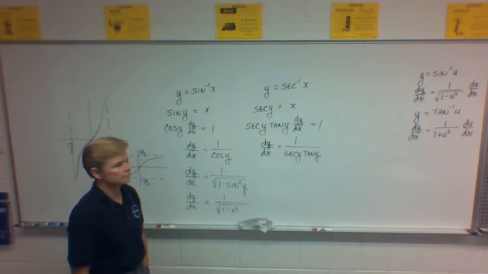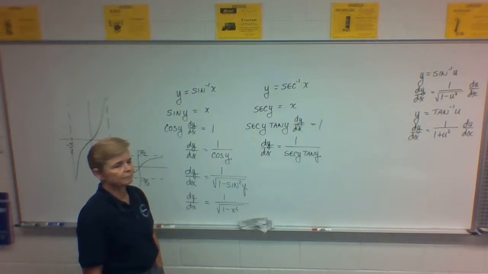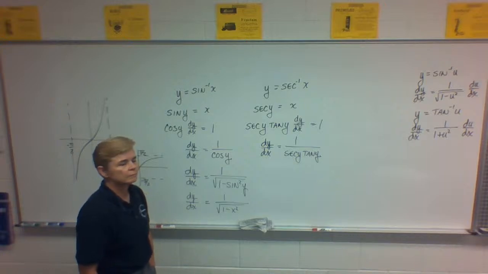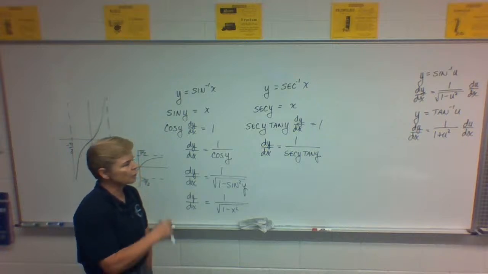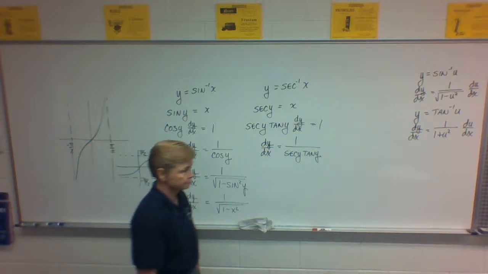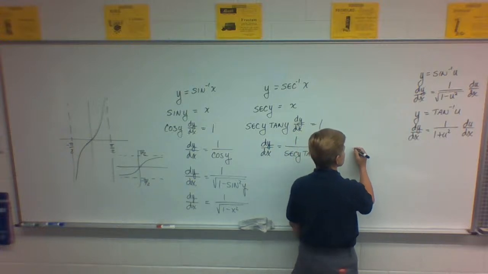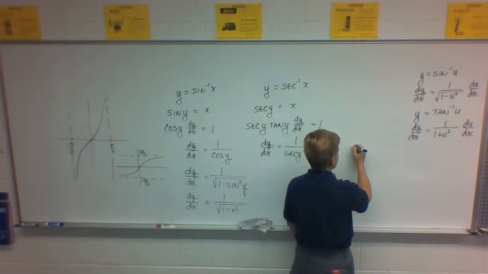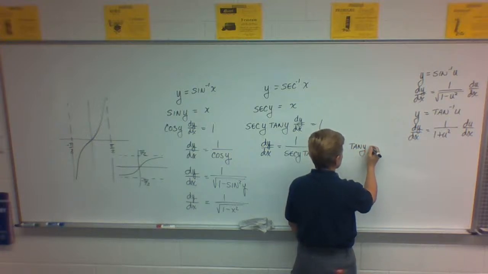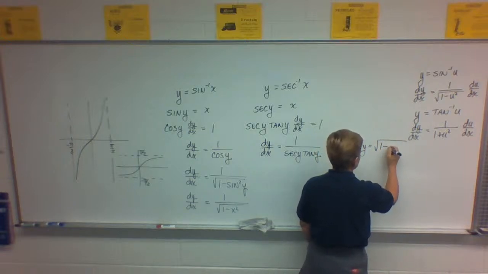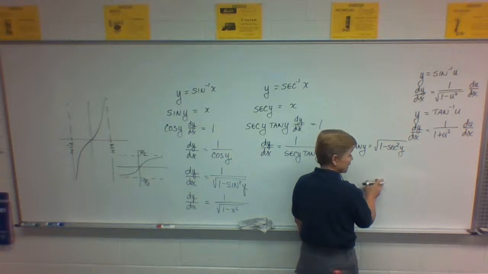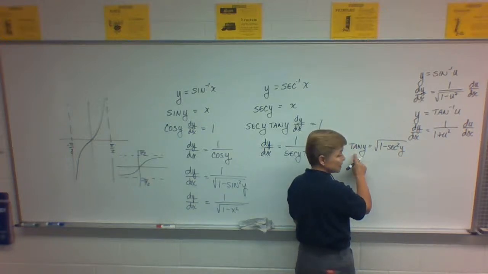Well, your secant would turn into cosine, but that's not necessary. Look around in the things that we've done. What is secant y? It's x. We only need a replacement for tangent y, which is what? Tangent y is equal to the square root of secant squared minus 1. Does that look like a different version of the identity? Is that correct?